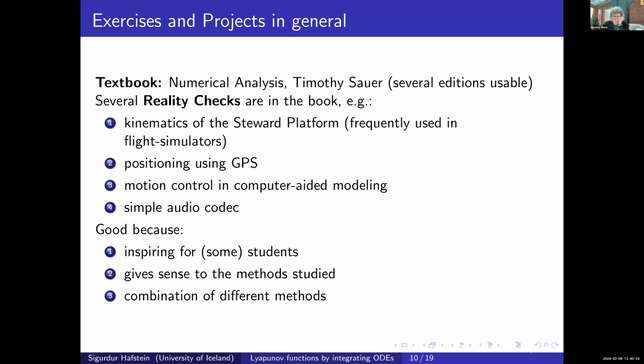Well, this is very nice, I think, because this is very inspiring for at least some of the students, to see that these methods actually have real applications, and hopefully gives them some sense that the Newton method is something you actually use to solve some real problem. And what I also think is very important is that to solve a real problem, you combine methods. So you use this one to find a root, you use something else to do numerical integration, whatever.